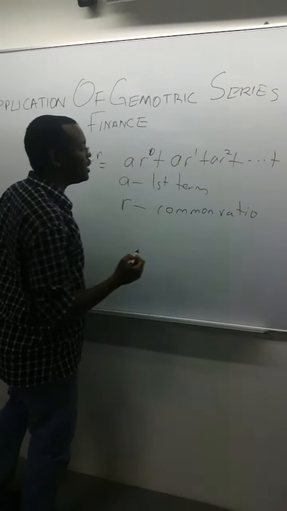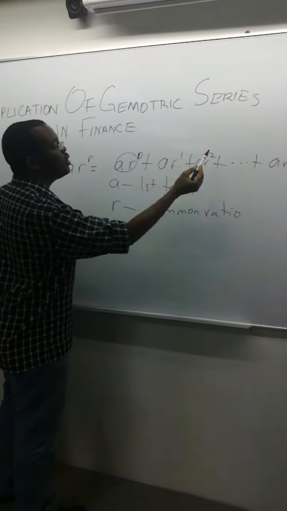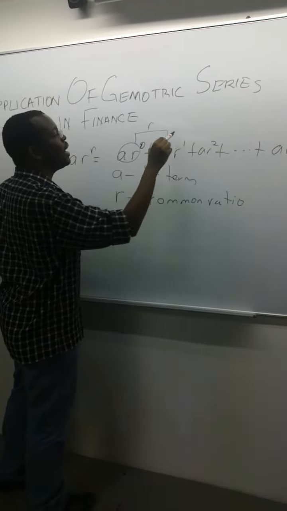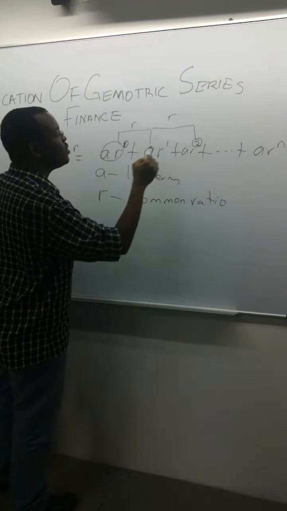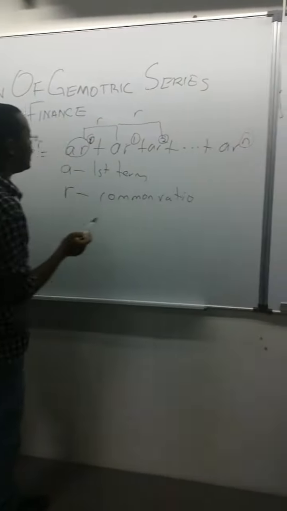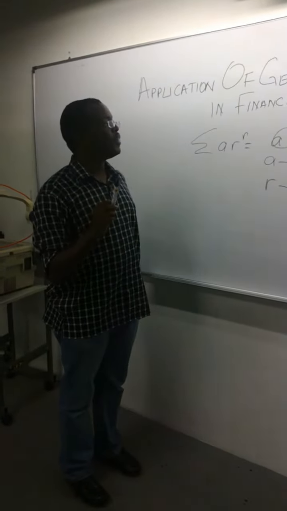So the whole idea is that if we keep applying every single term to the common ratio, we know that the difference between this one and this one is r. So we keep multiplying by r to get the next term. So it just keeps changing. The power of r keeps changing until the power n. Now we are going to apply the same fundamental to finance.